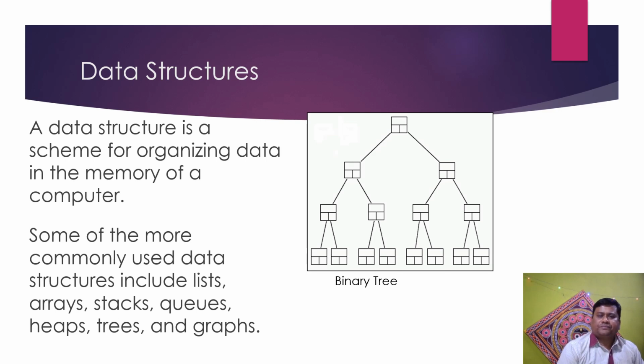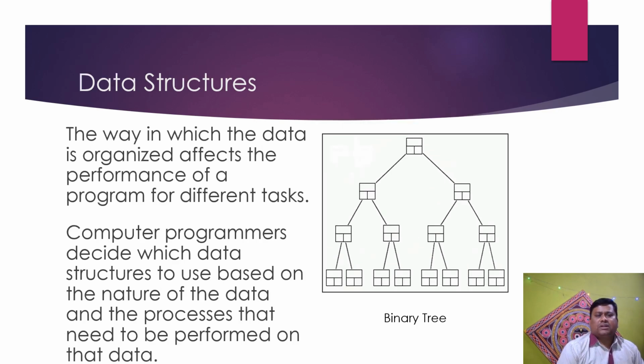First of all, a data structure is a way in which data is organized, and it affects the performance of a program in different tasks. Programmers decide which data structure to use based on the nature of the data and the process that needs to be performed on the data. So basically, in a data structure, the data is well organized and maintained in the memory, and it is stored accordingly.